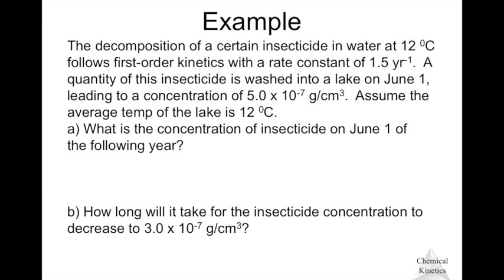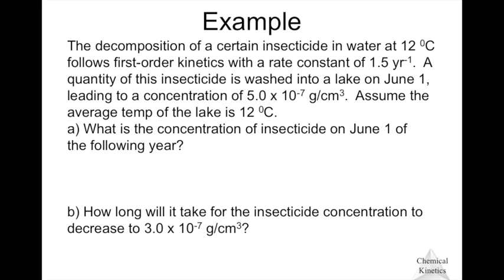So this is a way you can apply this. This might be something you might be asked to do on the AP. A decomposition of a certain insecticide in water at 12 degrees Celsius follows first order kinetics. So we know we're dealing with the first order rate law with a rate constant of 1.5 per year. Some amount of this insecticide goes into a lake on June 1st, leading to a concentration of 5.0 times 10 to the minus 7th grams per centimeter cubed. Assuming the average temperature of the lake is 12 degrees, which is convenient, right?